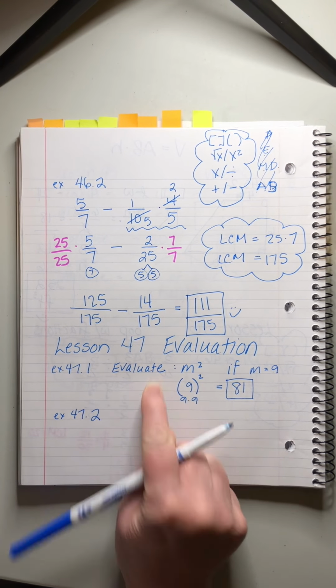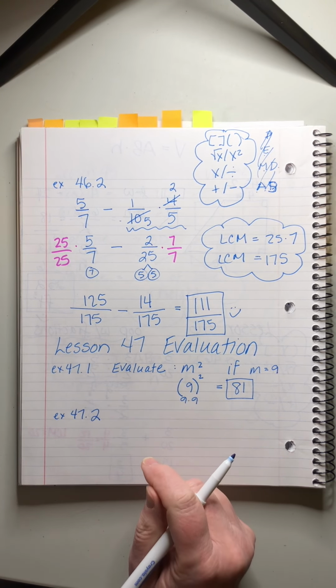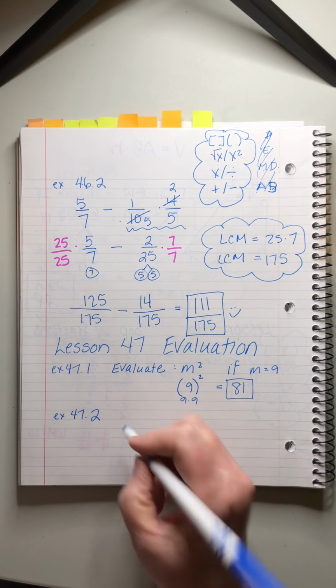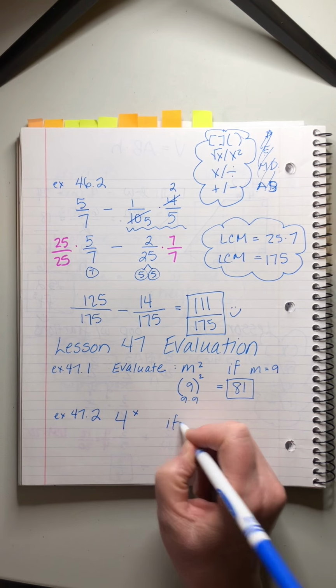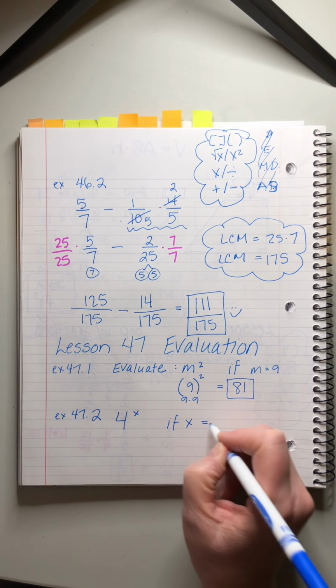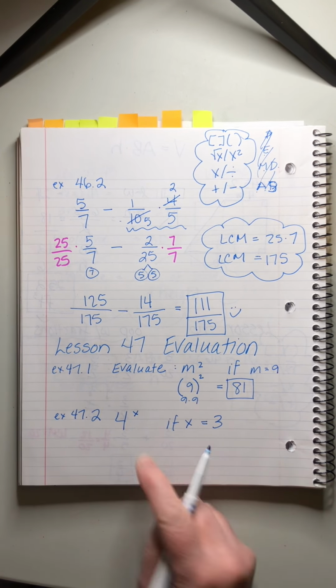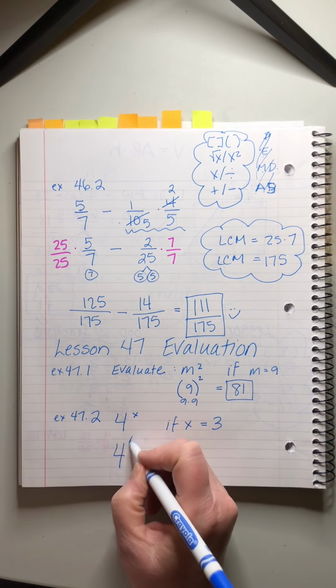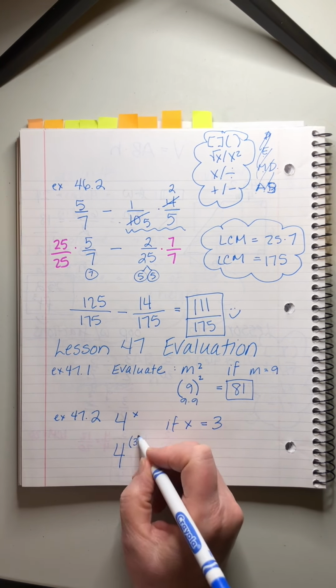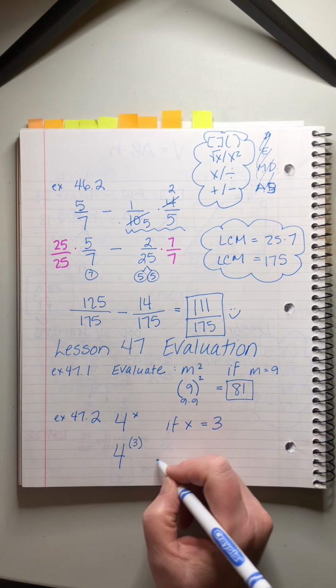They all say evaluate. I'm not going to write that every time. Evaluate 4 to the x power if x equals 3. Okay, now the x is the exponent. That's a little kooky. So we write it like this: 4 to the 3rd power.